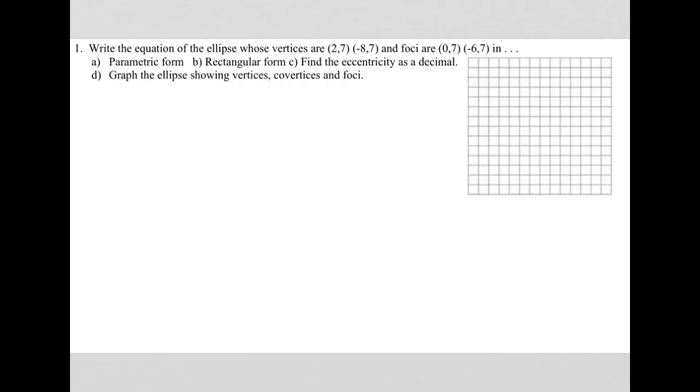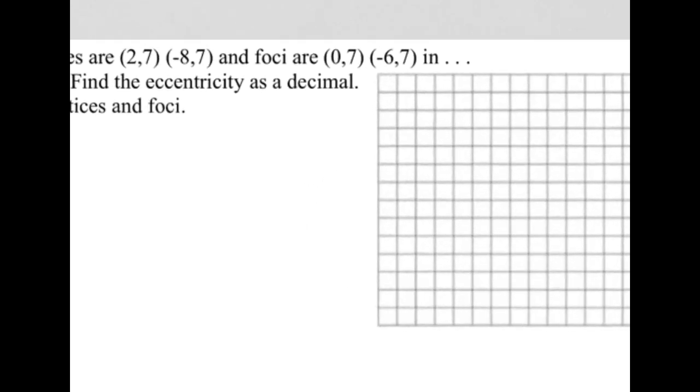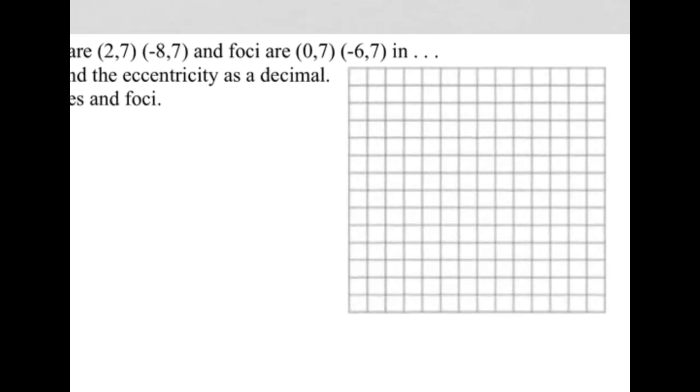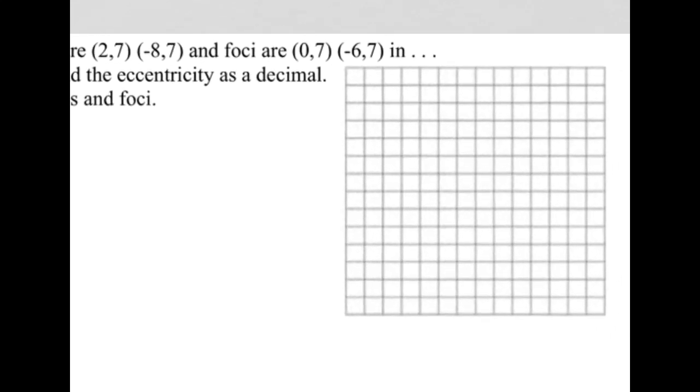Although part D says to graph the ellipse showing the vertices, covertices, and foci, that's actually where I'm going to start this problem because I think it makes it easier. So I'm going to zoom in here. Let's focus on these vertices and covertices. No axes are drawn in for us, so we will need to draw our own. Let's think about what would make sense.